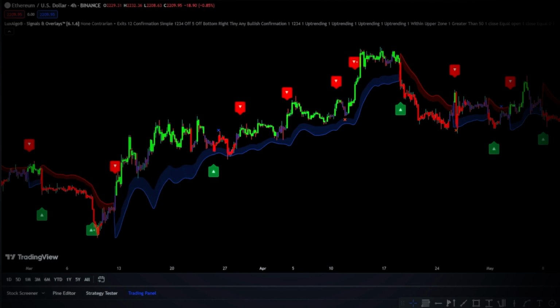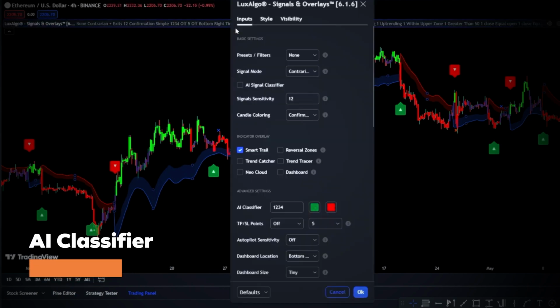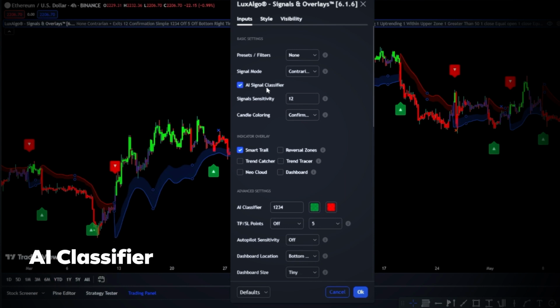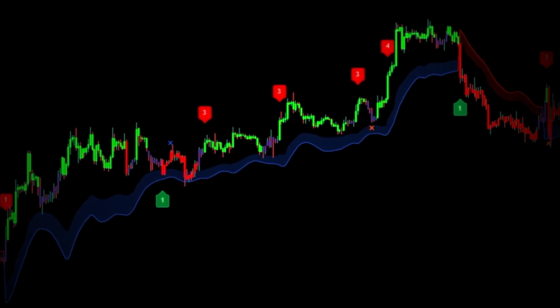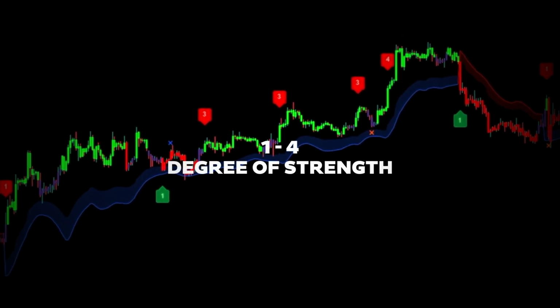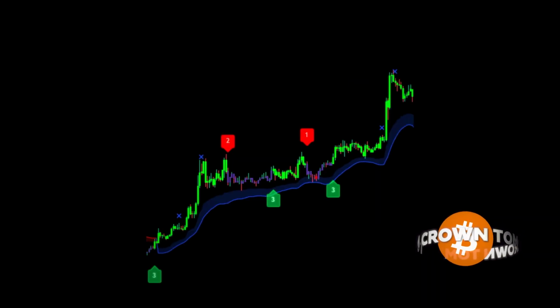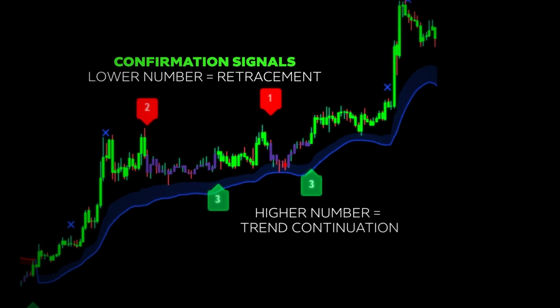But wouldn't it be great if the indicator could give us more than just the reversal sign? If you go ahead and enable the AI signal classifier, you'll be adding an adaptive threshold classifier method that rates the signals between 1 and 4, indicating the degree of strength that the signal has created. For confirmation signals, lower numbered signals can be indicative of a signal being caused by a potential reversal or retracement, while higher number signals are more indicative of a trend continuation.